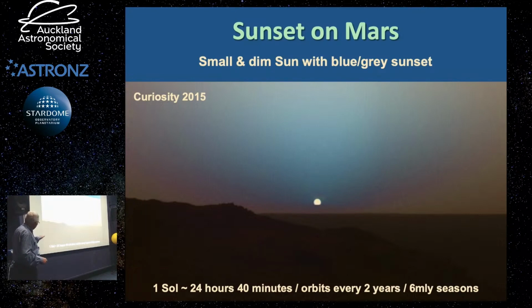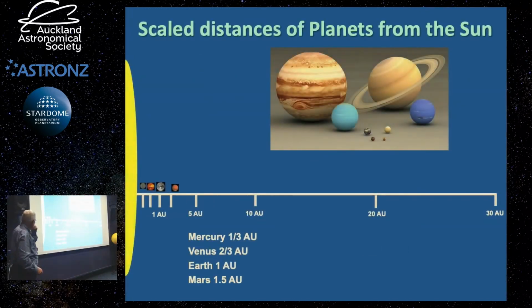As I mentioned, one sol, which is the term used for a Martian day, is 24 hours, 40 minutes, just a little bit longer. Mars orbits the Sun every 2 years. It's sitting further out at 1.5 astronomical units from the Sun. It orbits every 2 years, which means it has 6 monthly seasons. What causes seasons? The axial tilt. And Mars has a very similar axial tilt to Earth's, so its seasons are 6 monthly instead of 3 monthly. So let's put Mars back there.